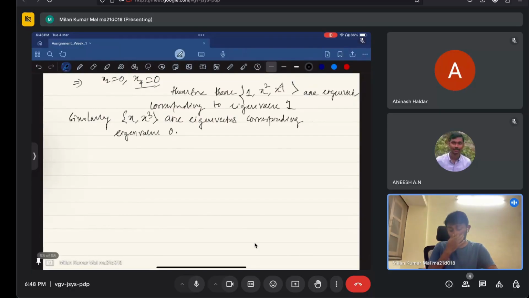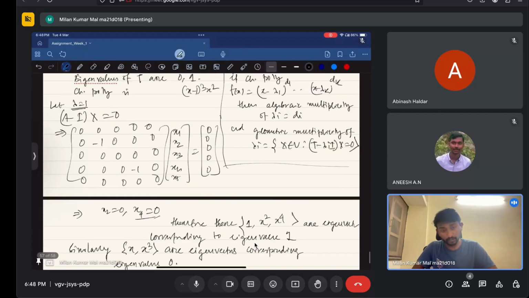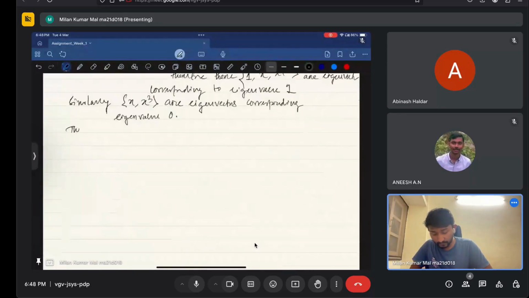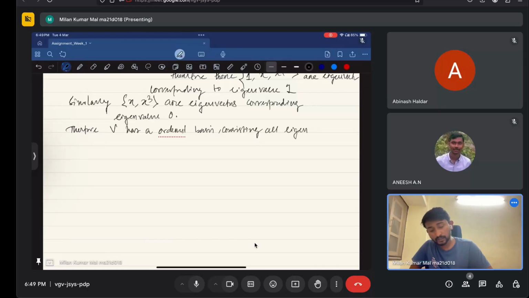So therefore what we are saying here is that T is diagonalizable. Therefore T has an ordered basis. Therefore V has an ordered basis consisting of all eigenvectors of T. Therefore T is diagonalizable.